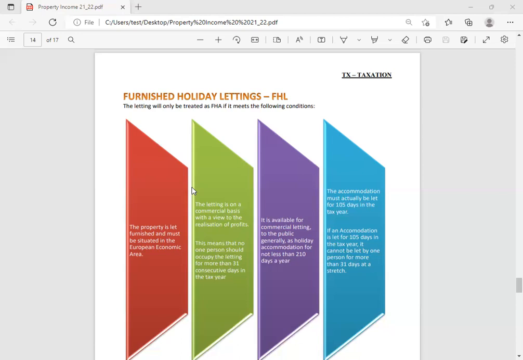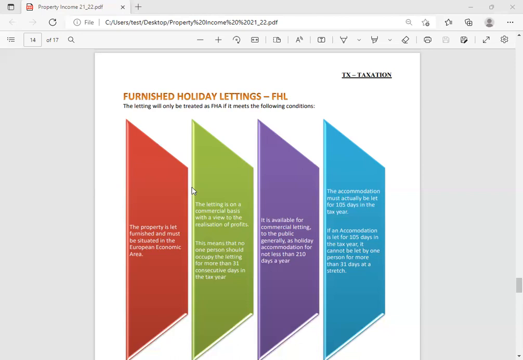Now I will read the conditions one by one. The first condition is the property must be furnished, meaning with furniture, and must be in Europe. Europe, UK, this is the same thing. It must be in the European Economic Area. Then the property must be commercially let out. Commercially let out means you are not allowed to let it out to one person for more than 31 days, because this is an accommodation place.